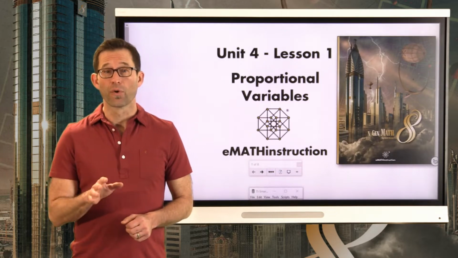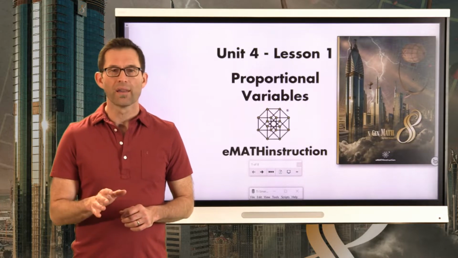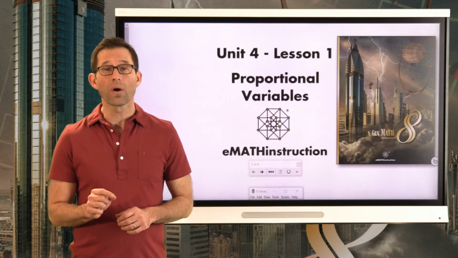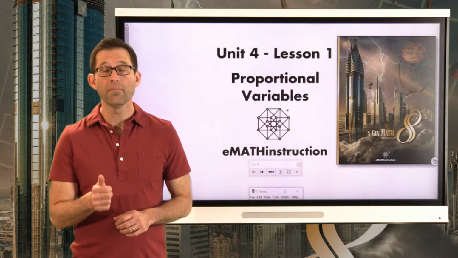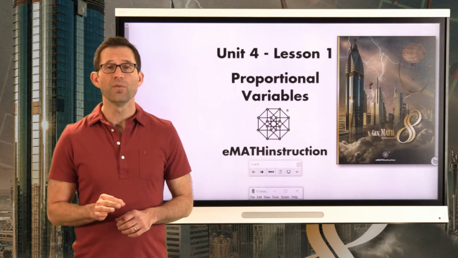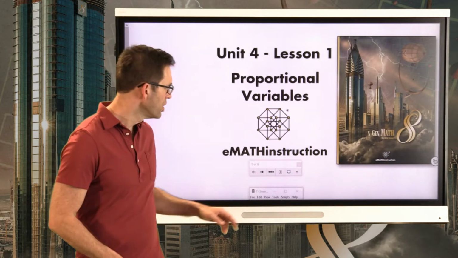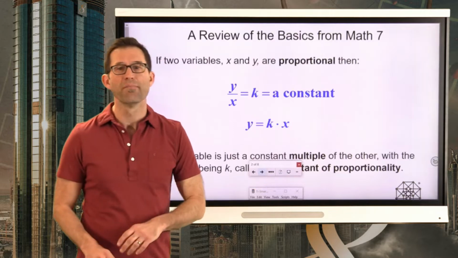Obviously this is the first lesson in Unit 4. And Unit 4 is all about what we call dilations and similarity, but we start with a topic that you saw in both Math 6 and Math 7. And that's the idea of two variables being proportionally related to each other. So let's start by reviewing some basic things.